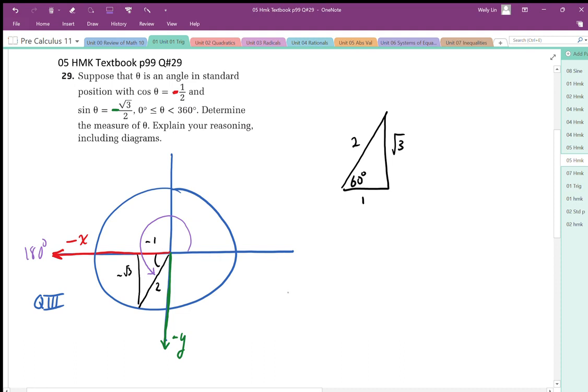So we get angle theta is equal to, we're going to start at 180 degrees, and then we're going to add in that reference angle of 60 degrees. And that gives us a position angle. The positioning is then going to be at 240 degrees. So the standard position of this is at 240 degrees.